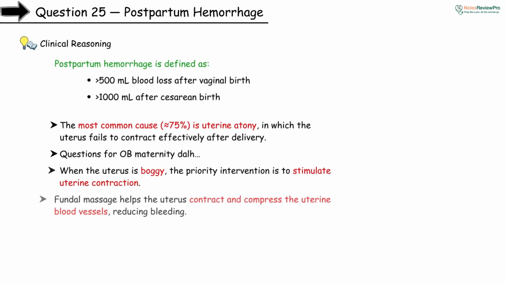Let's break down why this is correct. This client is showing classic signs of postpartum hemorrhage, and the most important clue is the boggy uterus. Postpartum hemorrhage is defined as greater than 500 milliliters blood loss after vaginal birth, greater than 1,000 milliliters after cesarean birth. A boggy uterus means uterine atony, and uterine atony is the most common cause of postpartum hemorrhage. So before anything else, you need to correct the cause. Fundal massage stimulates uterine contraction. It helps compress the uterine blood vessels and reduce bleeding immediately. This is the fastest and most effective first intervention.